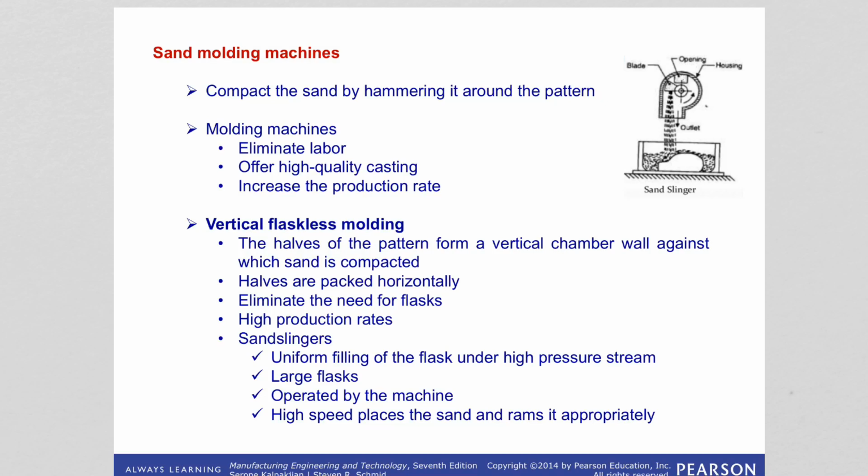So how do we mold the sand? The common way is to compact the sand by hammering it around the pattern. But now there are molding machines that can eliminate the labor, offer high quality casting, and increase production rate.